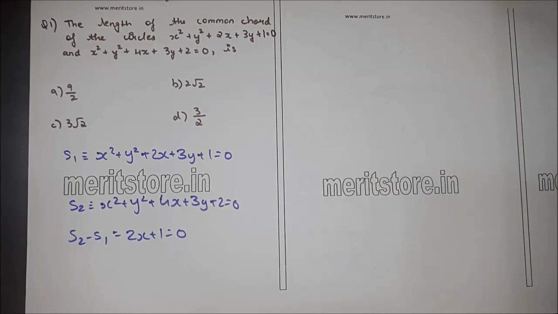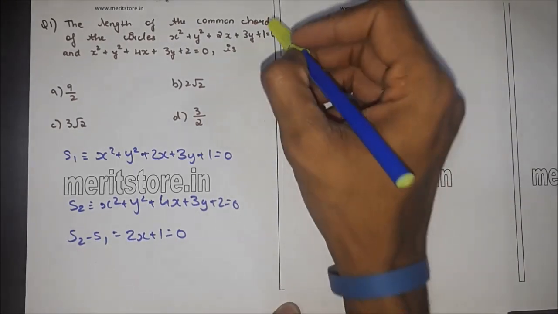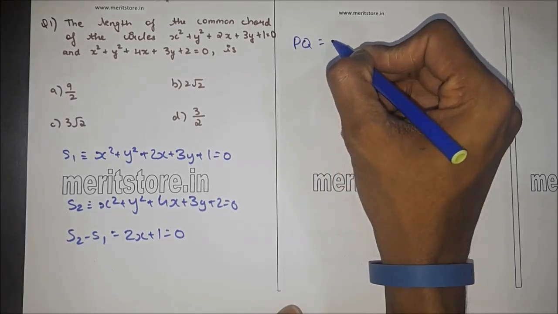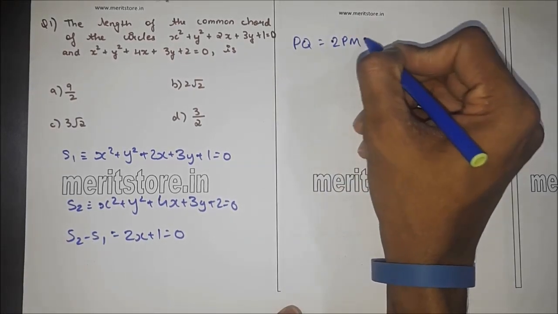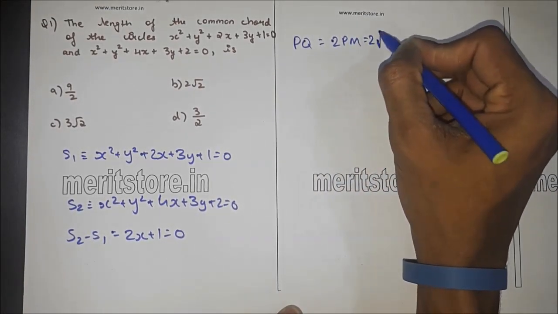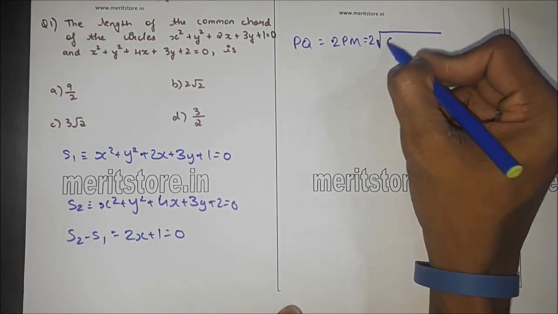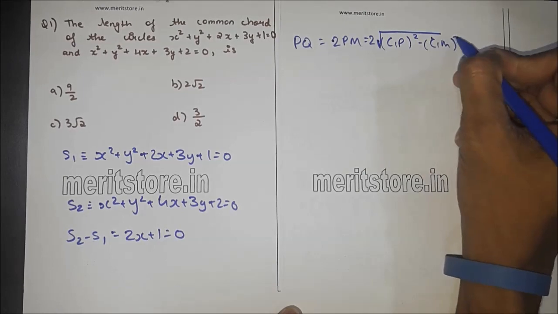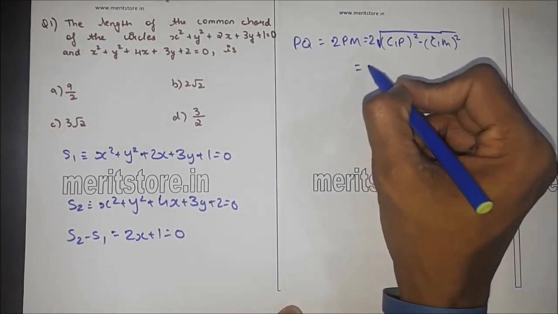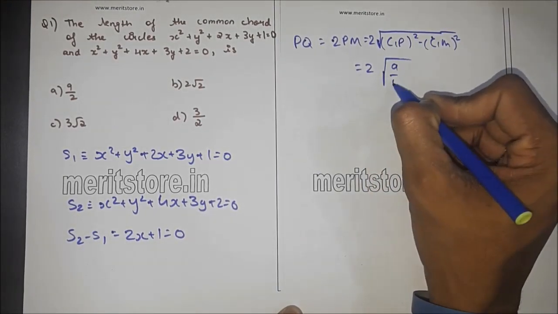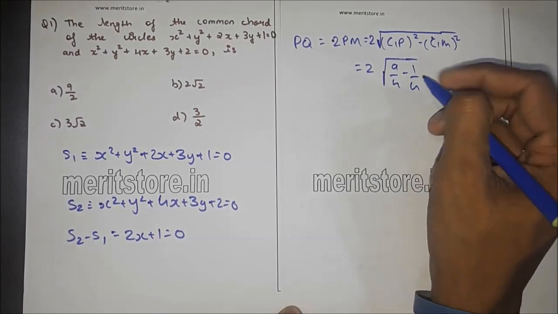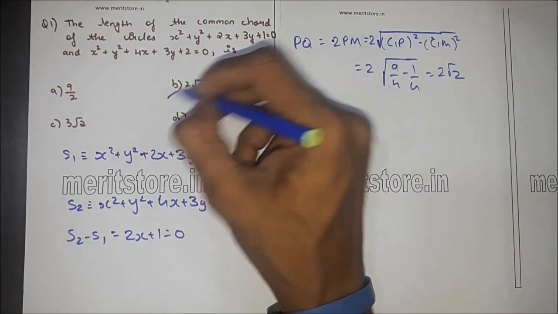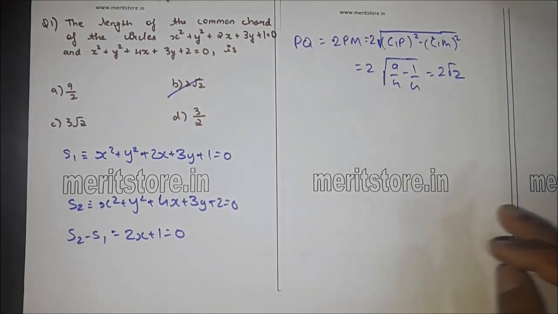Further, now we can see that PQ is equal to 2PM. 2 of PM is 2 of root C1P the whole square minus C1M the whole square, which is equal to 2 of root 9 by 4 minus 1 by 4. So in this we get 2 root 2, which is our option B. Therefore option B is the correct answer.